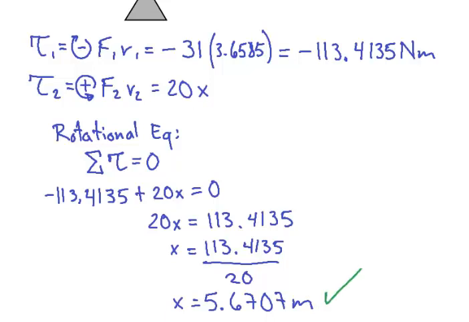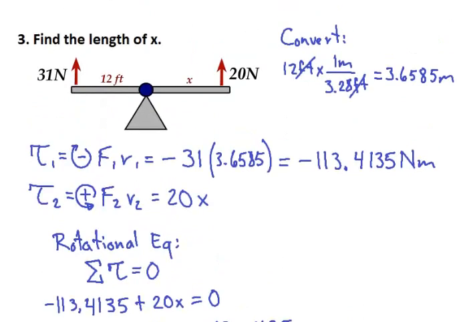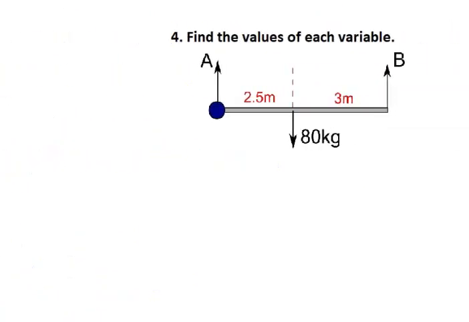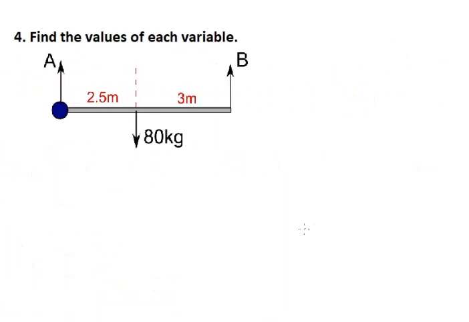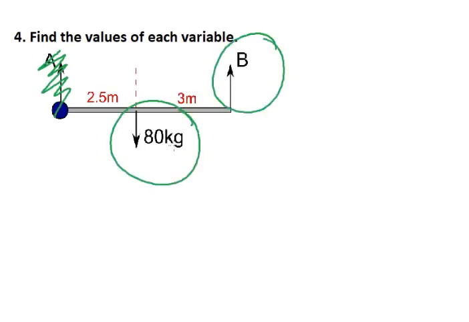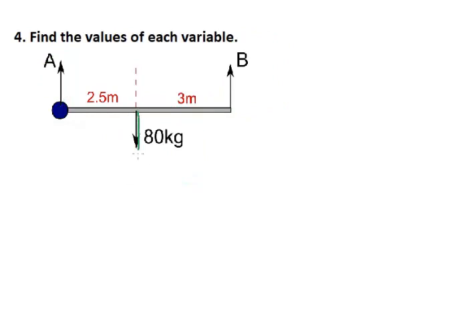So we did it. We found the distance that we were looking for, or the length that we were looking for. That's how you do exercise number 3. Let's do one more. In this case, we also have a force that is being applied directly at the fulcrum. That means A will generate no torque. I'm just going to consider 80 kilograms, and B, and define torques. Torque 1 will be in this direction, which is negative, and torque 2 will be in this direction, which is positive.